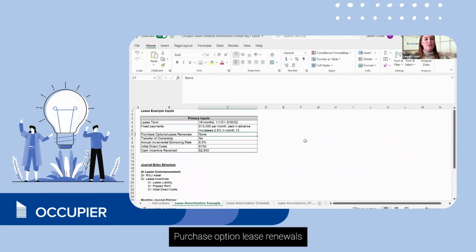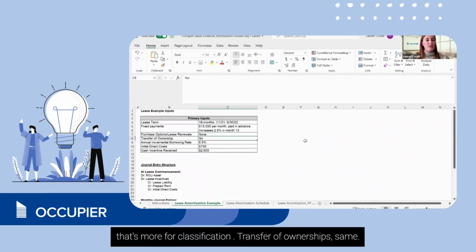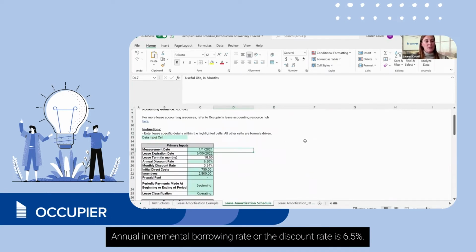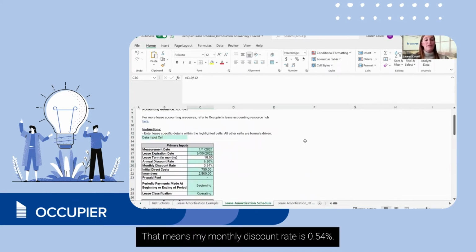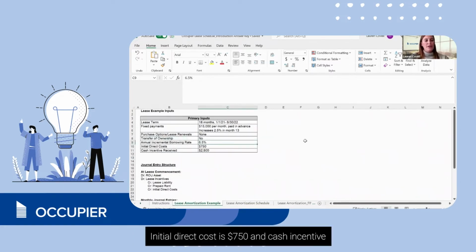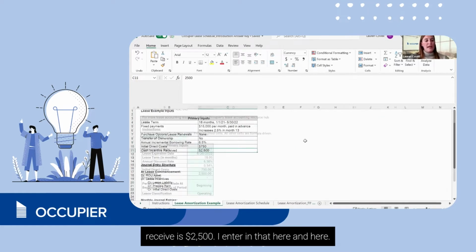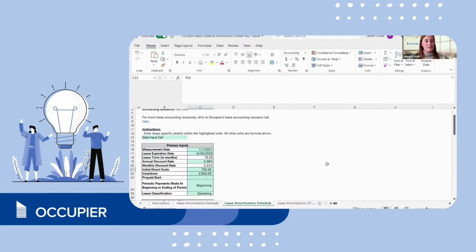Purchase option lease renewals, that's more for classification. Transfer of ownership, same. Annual incremental borrowing rate or the discount rate is 6.5%. That means my monthly discount rate is 0.54. Initial direct cost is $750 and cash incentive received is $2,500. I enter in that here and here.